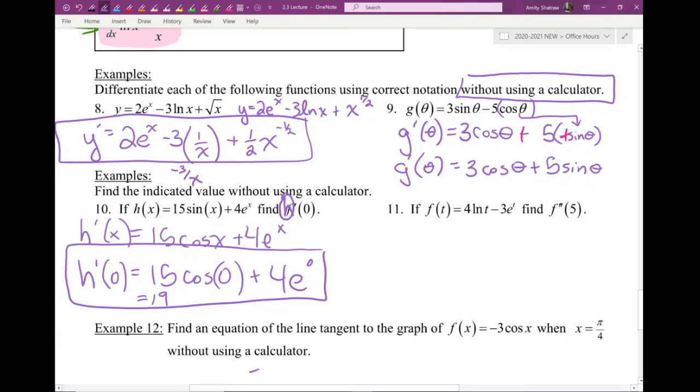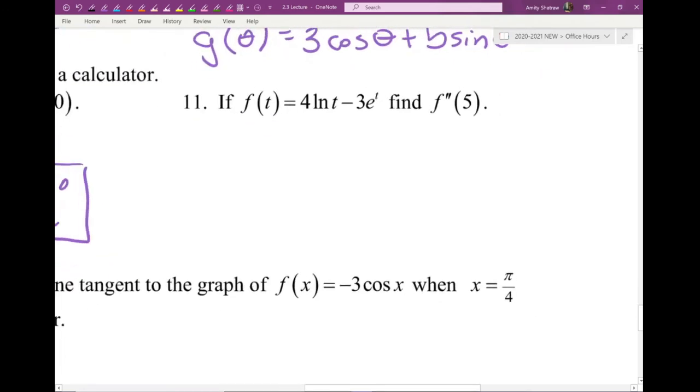All right. So for number 11, it says f of t equals 4 times the natural log of t minus 3e to the power of t. And this one, it actually wants me to do 2 derivatives. So that's fun. Here's my first derivative. F prime of t is going to be 4 over t, right? That 4 is a multiplier, and I have that 1 over t. And so in the interest of time, if I just want to go ahead and throw that together, I can. And then I have a negative 3e to the t.